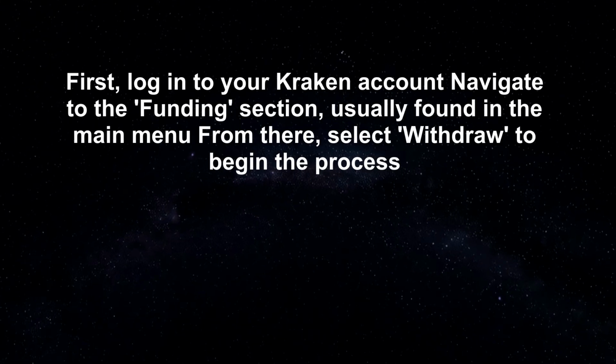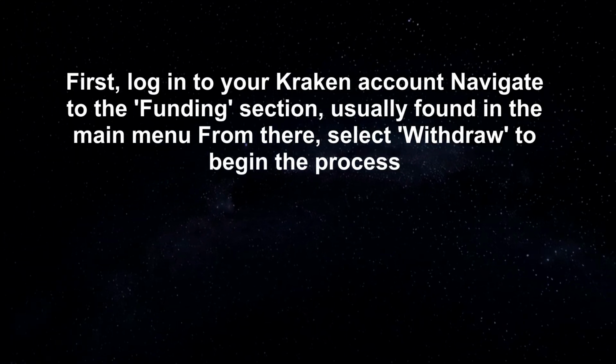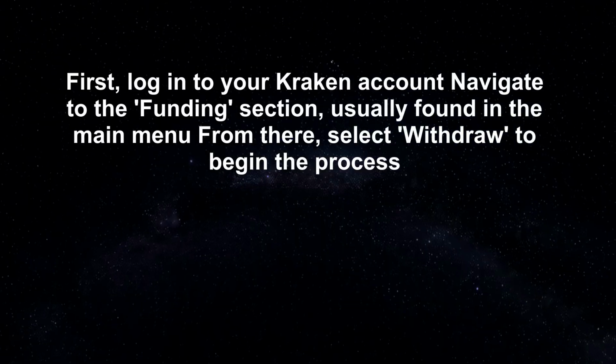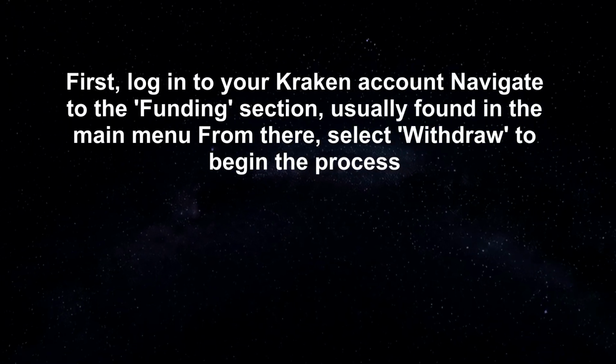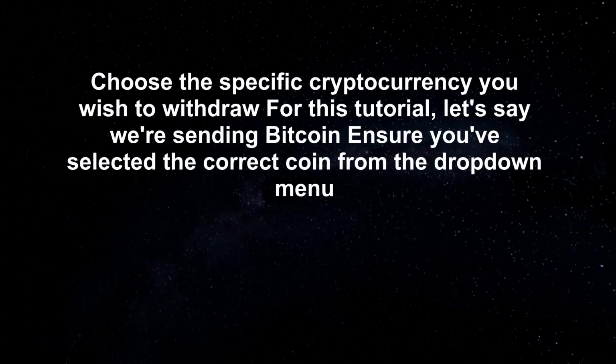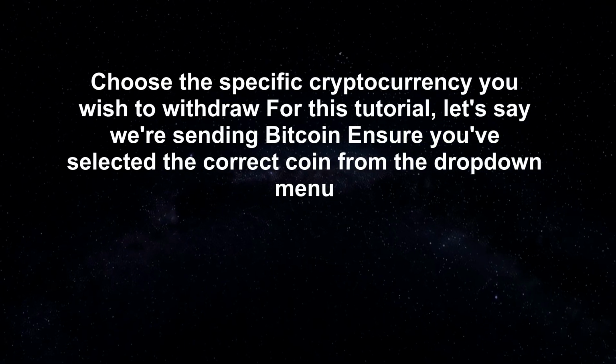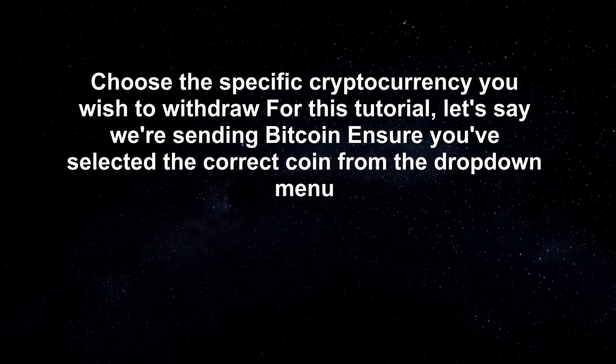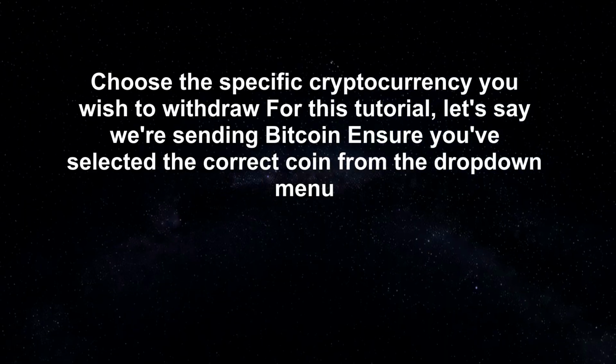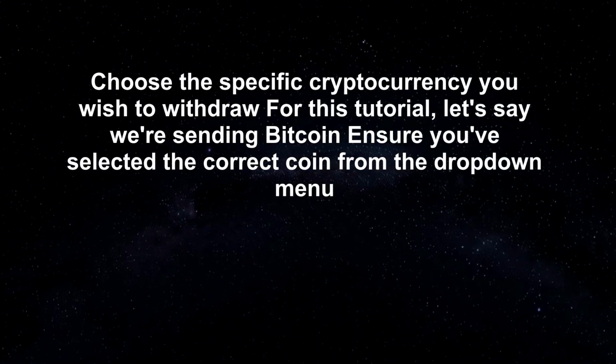First, log into your Kraken account, navigate to the funding section, usually found in the main menu. From there, select Withdraw to begin the process. Choose the specific cryptocurrency you wish to withdraw for this tutorial. Let's say we're sending Bitcoin. Ensure you've selected the correct coin from the drop-down menu.